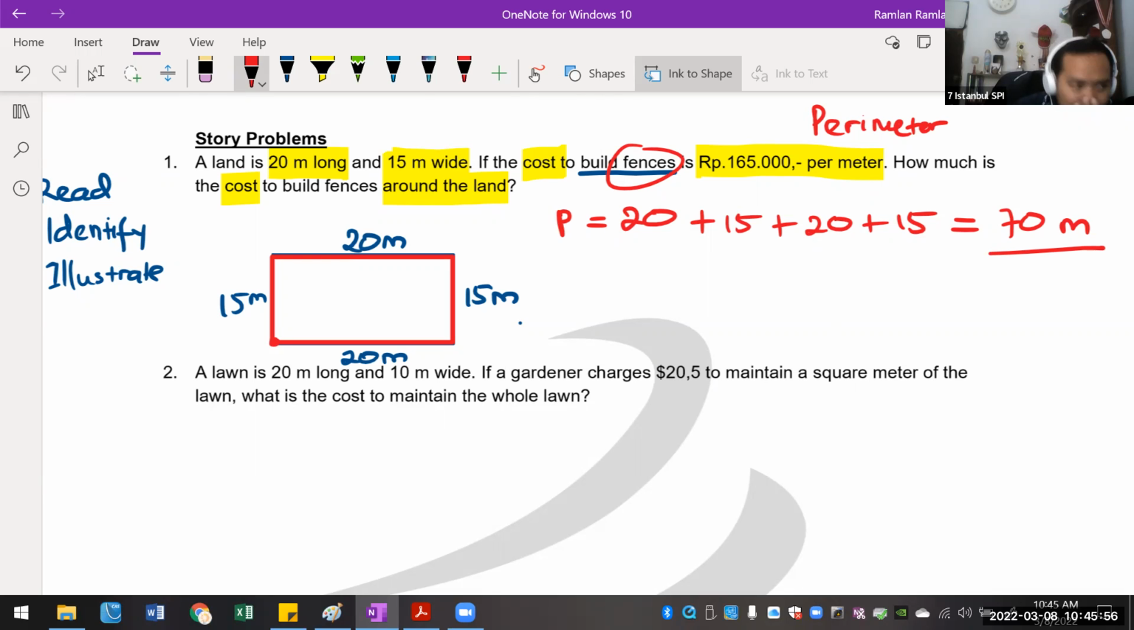Okay, let's go back to the question. The real question, the main question: how much is the cost to build the fences if we know that we have this price? Okay, I'm going to go to Tristan this time. Tristan. Yes, Pak.